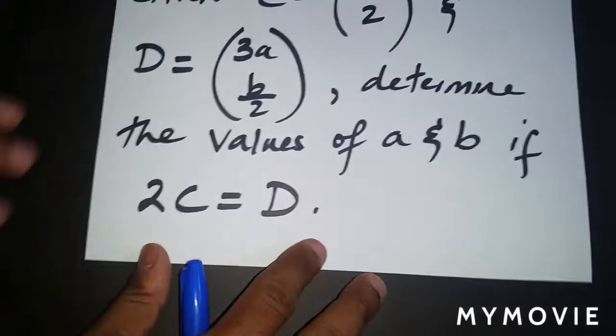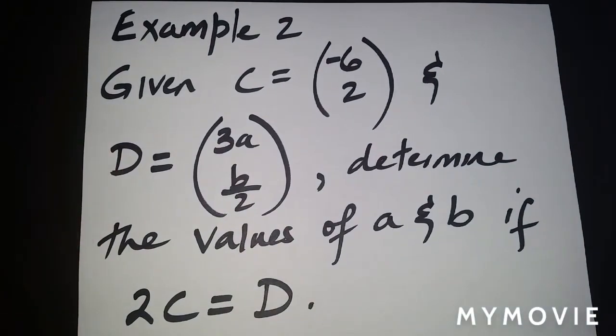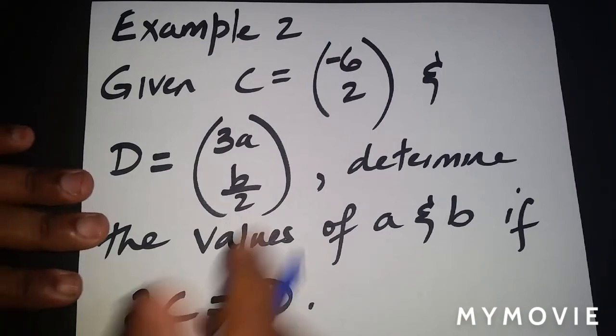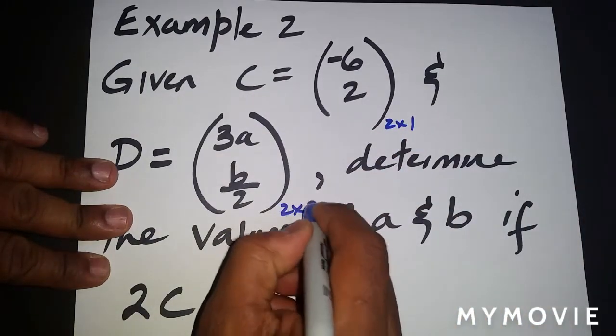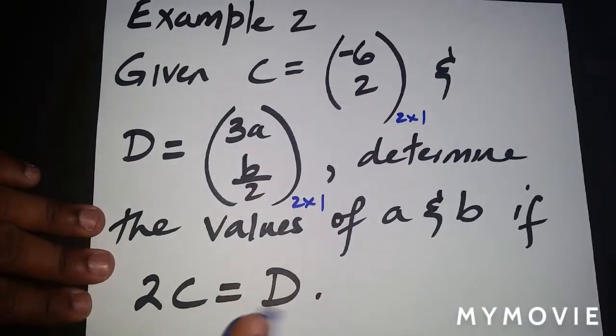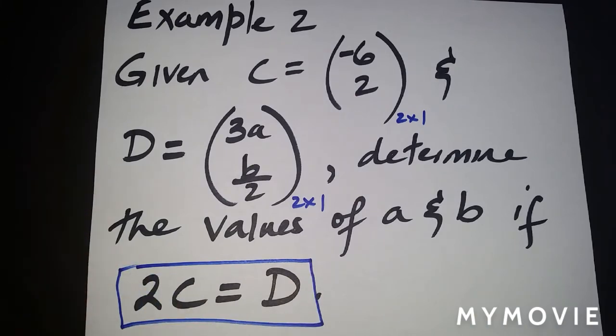Now, example 2 is a little bit more interesting. Here's number 2. It says, given matrix C is negative 6, 2, and matrix D is 3A and B over 2, determine the values of A and B. Clearly this is a 2 by 1 matrix, and this is another 2 by 1 matrix. So again, this is where you need to focus.